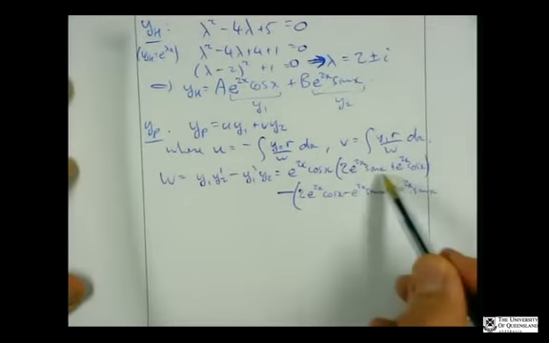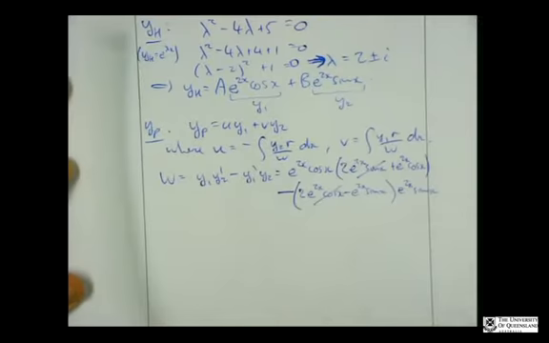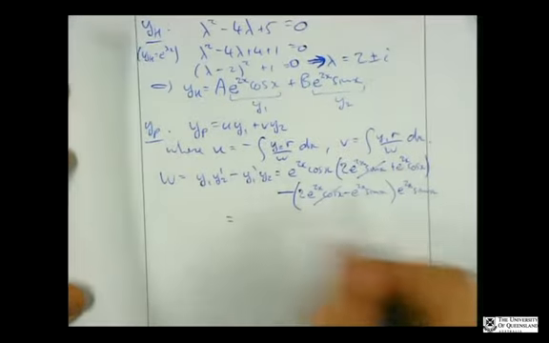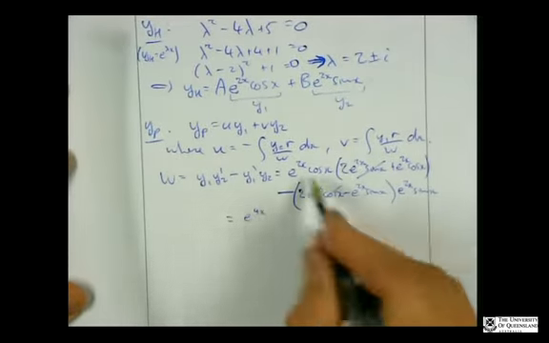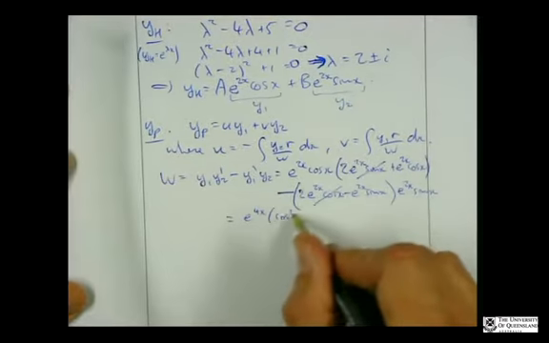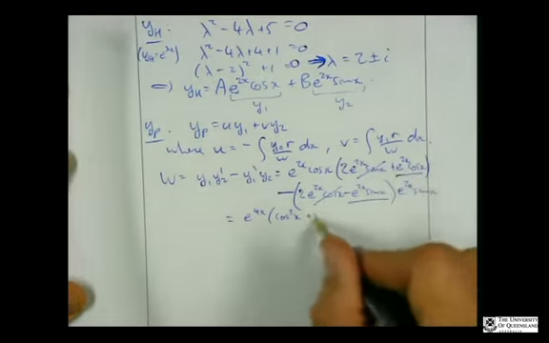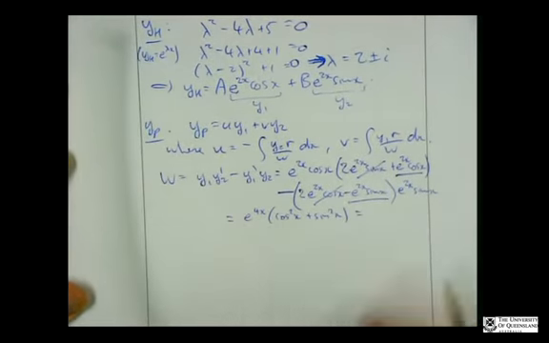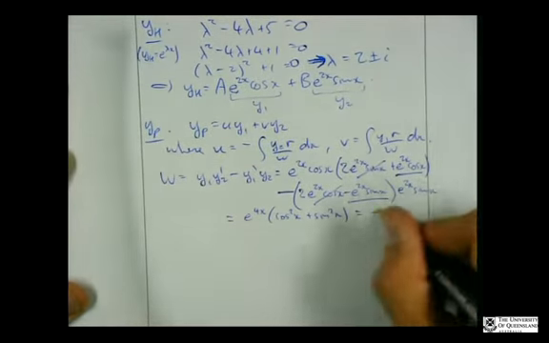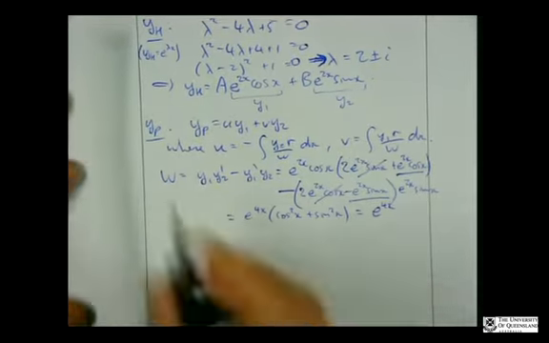Alright, so I've got these cos x sine x terms. So that term and that term actually cancel. And then I'm left with e to the 4x multiplied by cos squared x coming from here, and a sine squared x coming from the second term. Cos squared x plus sine squared x is 1. So that Wronskian just simplifies to e to the 4x.